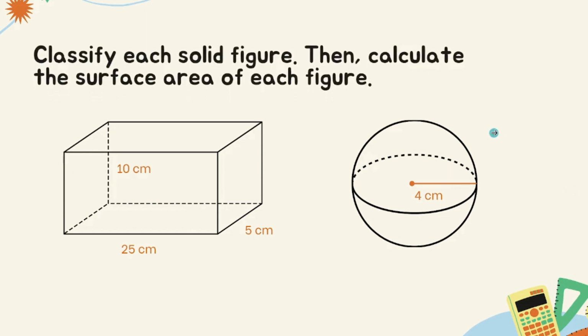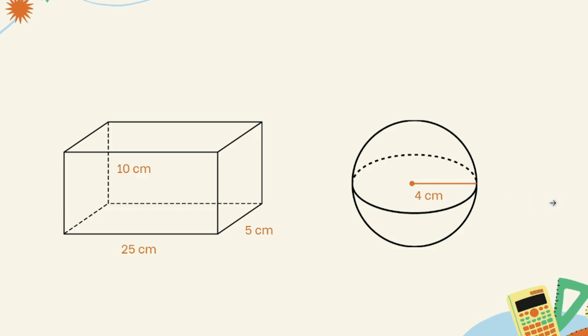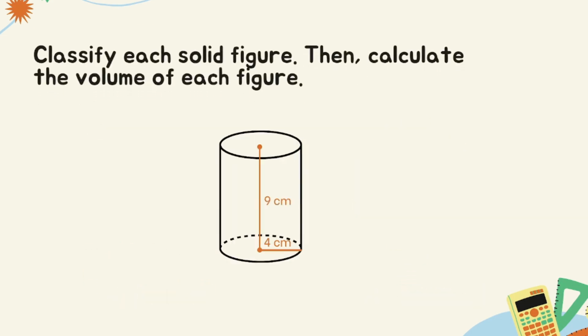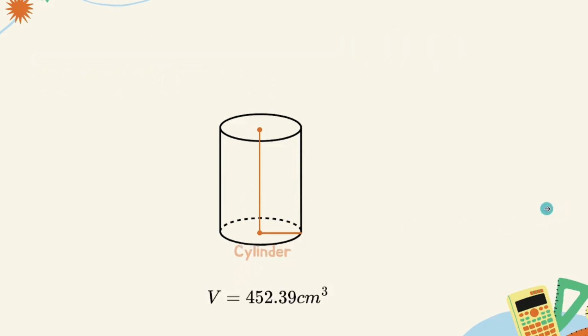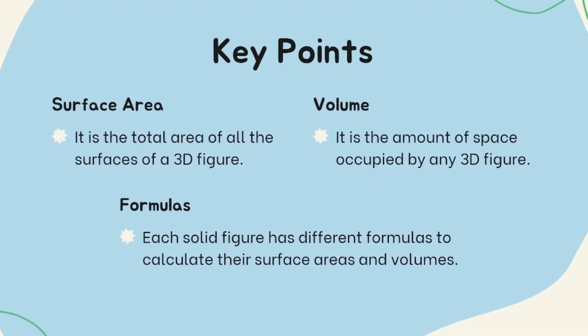So here is some assignment for you as well. You can see here we have to calculate the surface area of each figure. The first figure is the prism and the second figure is the sphere. Now this is the assignment for you and here are some answers as well. One more question about the cylinder. You have to calculate the volume of the cylinder in this figure. After calculating the volume, please comment your answer. Now at the end, you also have some key points about the surface area and volumes. So kindly read it by yourself.